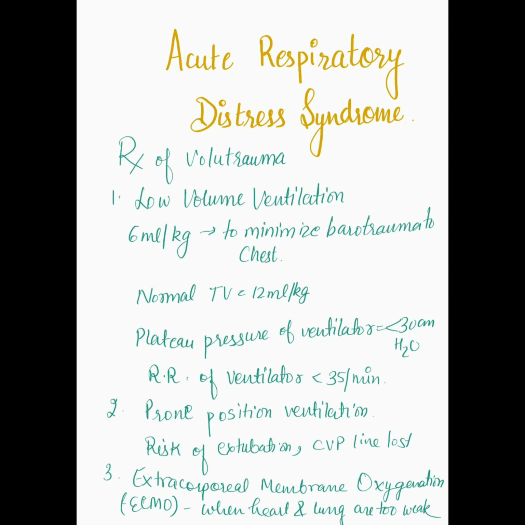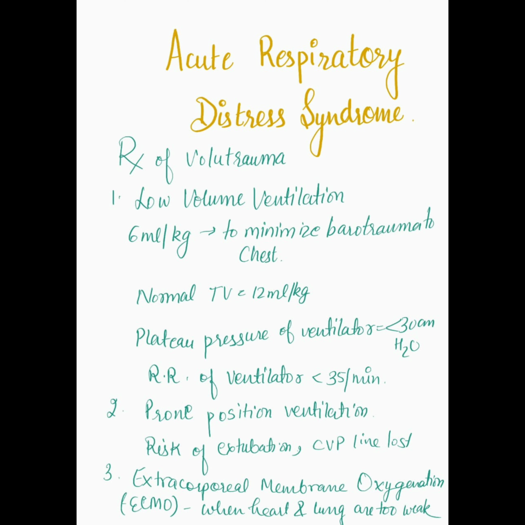Coming to the treatment aspect of volume trauma, we use low volume ventilation in these patients, 6 milliliter per kg, to minimize barotrauma to the chest. Normal tidal volume is 12 milliliter per kg, but in these patients we use 6 milliliter per kg. Plateau pressure of the ventilator should be less than 30 centimeter water, and respiratory rate of the ventilator less than 35.